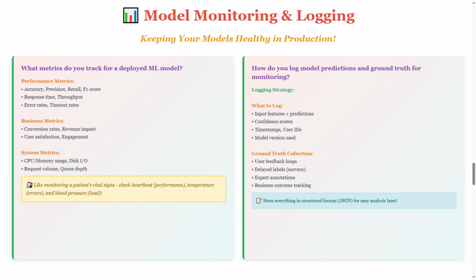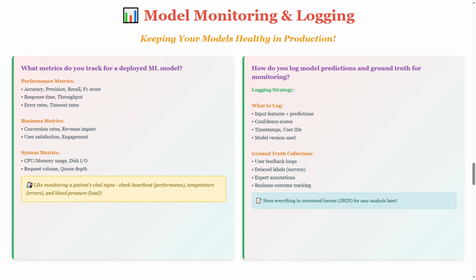Welcome to model monitoring and logging, keeping your models healthy in production. First question: what metrics do you track for a deployed ML model? Performance metrics include accuracy, precision, recall, F1 score, response time, throughput, error rates, and timeout rates.